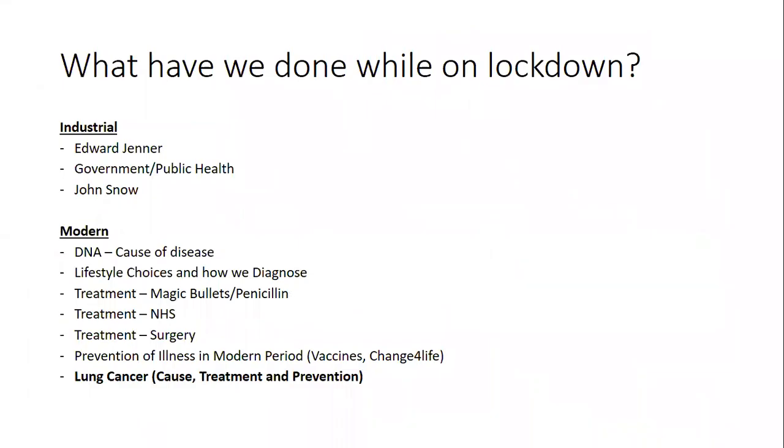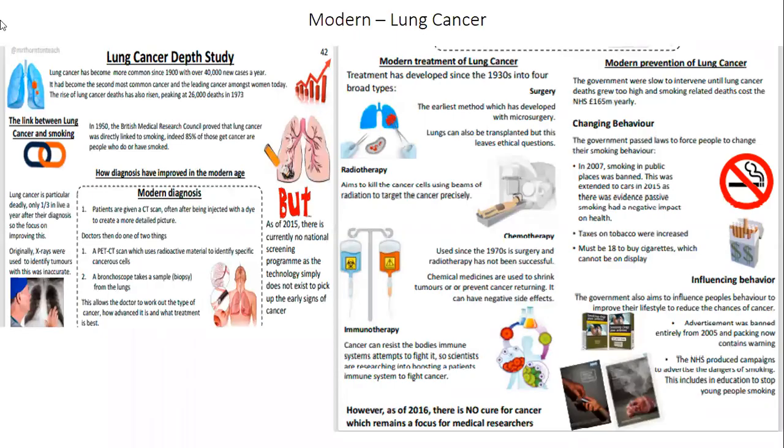The last topic that we've done in lockdown is lung cancer: cause, treatment, and prevention. So this is a depth study, and you can link this into any question you get on the modern part of the course. Lung cancer has become more common since 1900, with 40,000 new cases a year. It's become the second most common cancer and the leading cancer amongst women today. Lung cancer deaths have also risen, peaking at 26,000 in 1973.